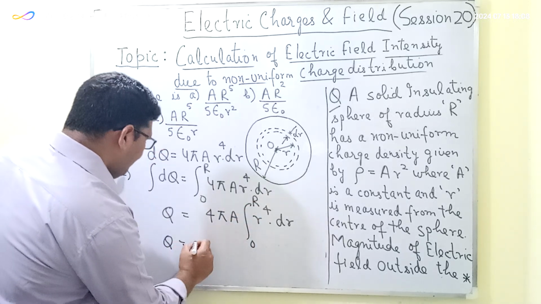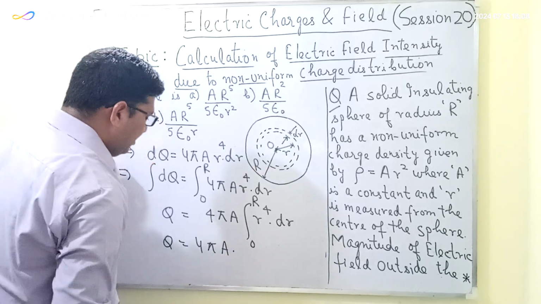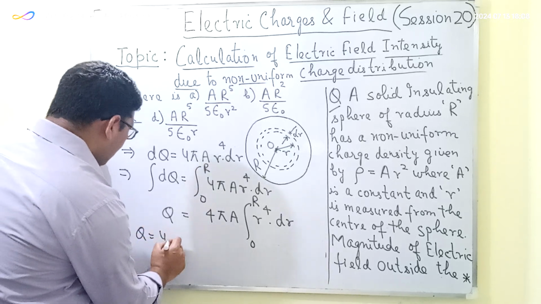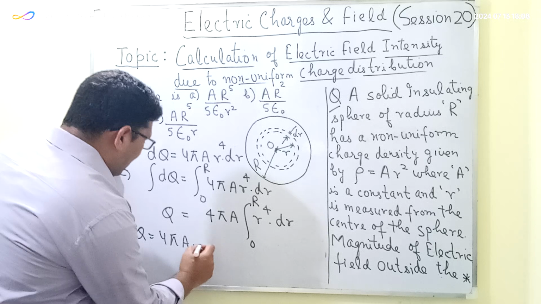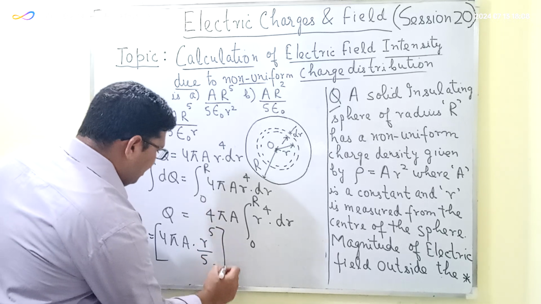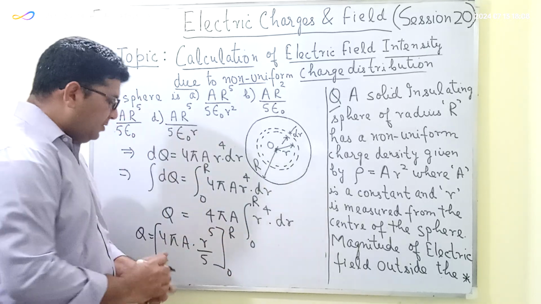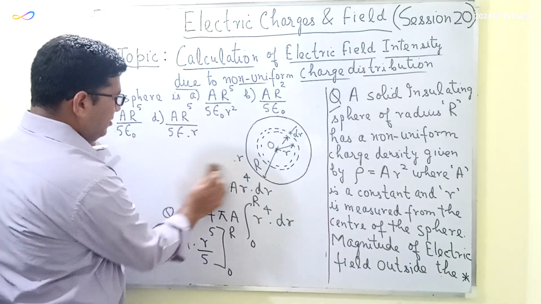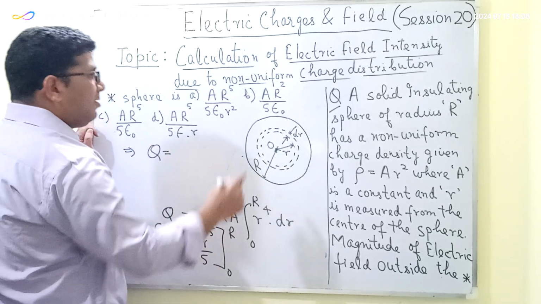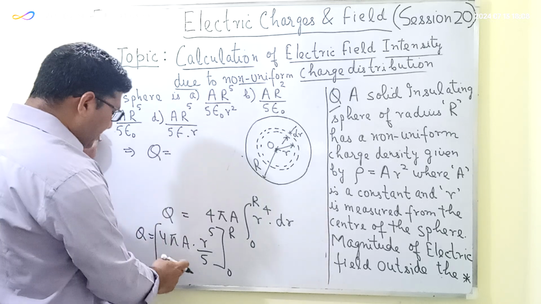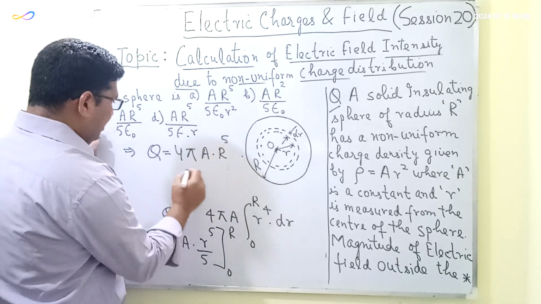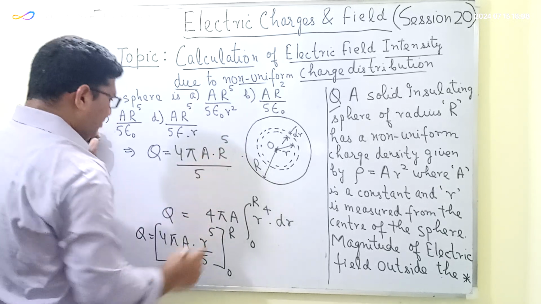So Q will be equal to 4 pi A. The integration of r^4 will be equal to r^5 upon 5, and we have to integrate it within the limits of 0 and R. So the total charge which is present on this insulating sphere will be equal to 4 pi A R^5 divided by 5.